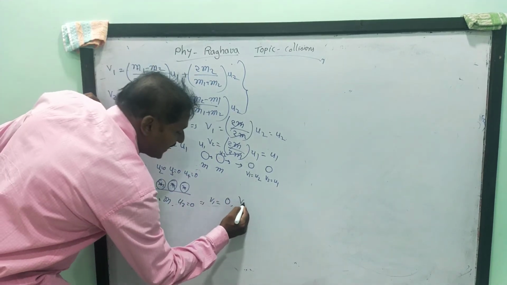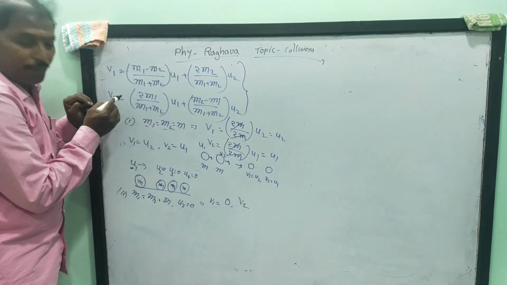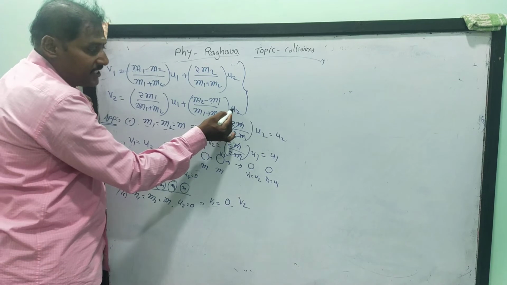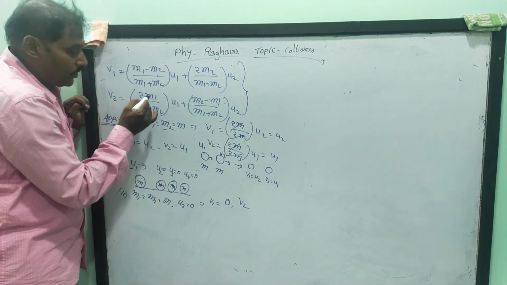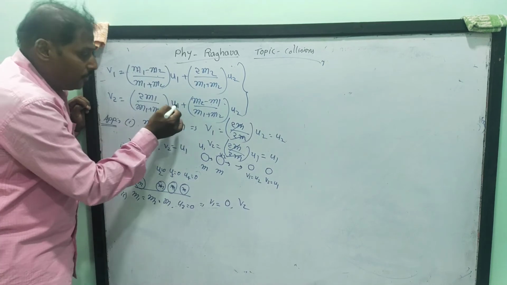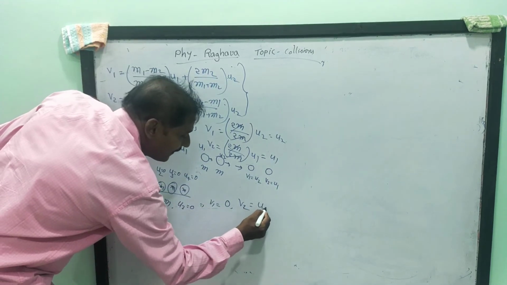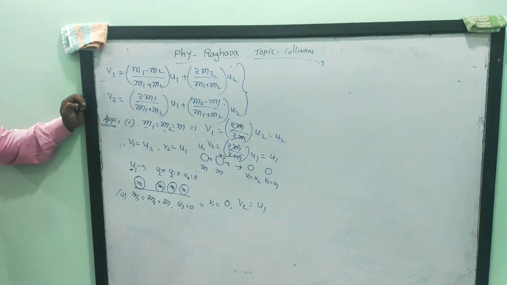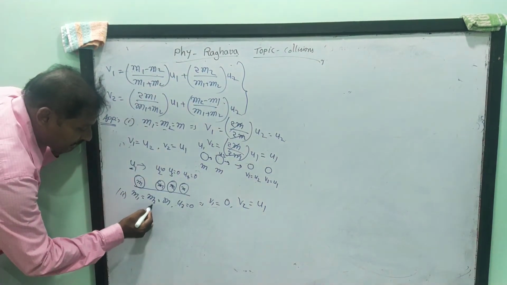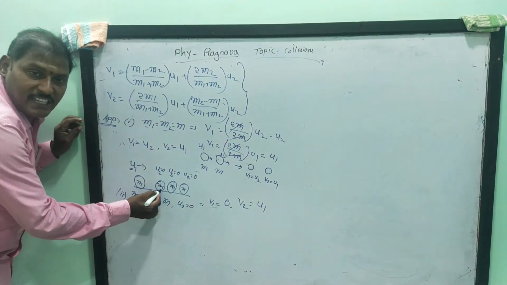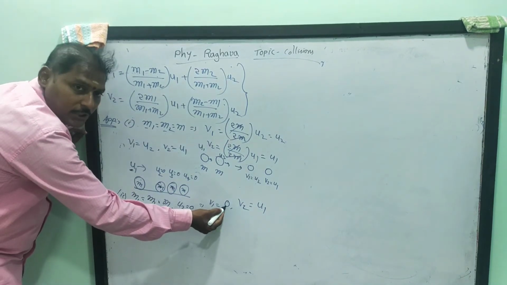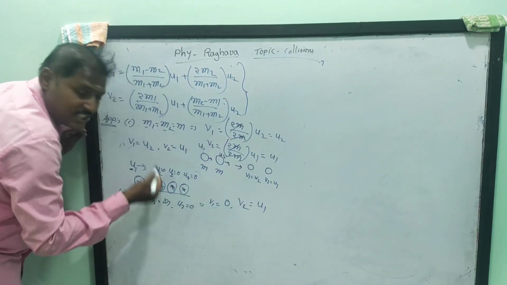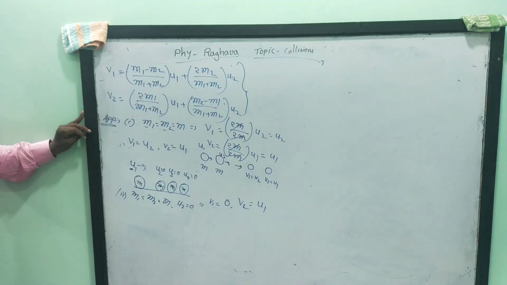For the velocity of the second body after collision, u2 is already at rest, so it is 0. The masses are the same, so they cancel. So v2 is equal to u1. That is, when one body is in motion and the other body is at rest in a one-dimensional collision, the first body comes to rest after collision, and the second body moves with the velocity of the first body before collision.